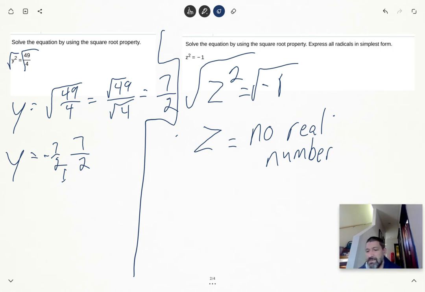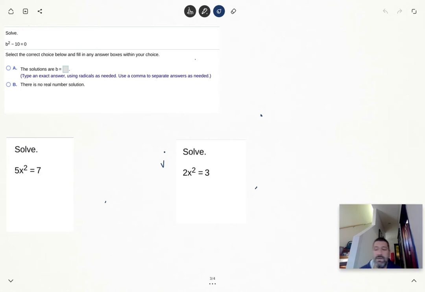We'll learn about imaginary numbers at some point, but that's not a lesson for today. So the square root of a negative number is no real number. It would be imaginary, and we're not going to get into imaginary today. Okay, so let's look at some equations where we have to take a few steps to simplify.